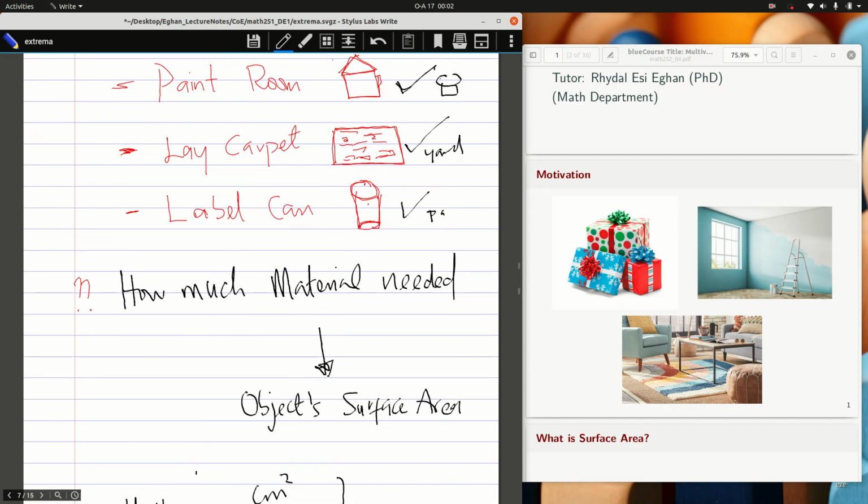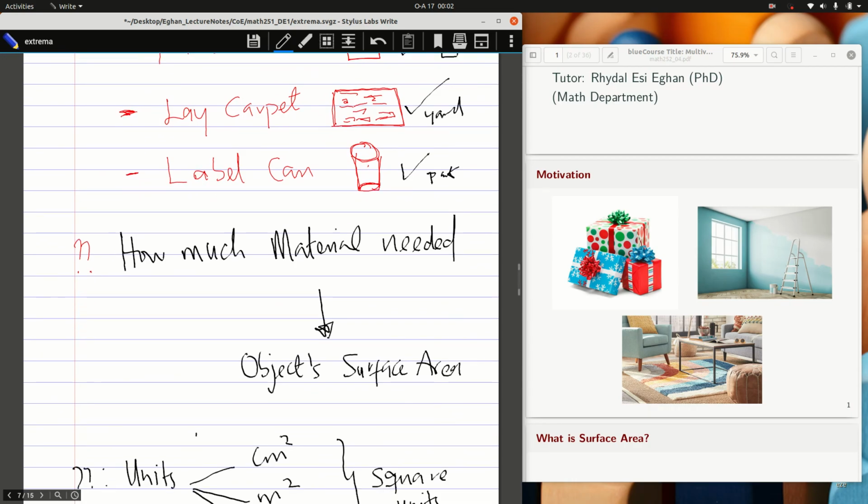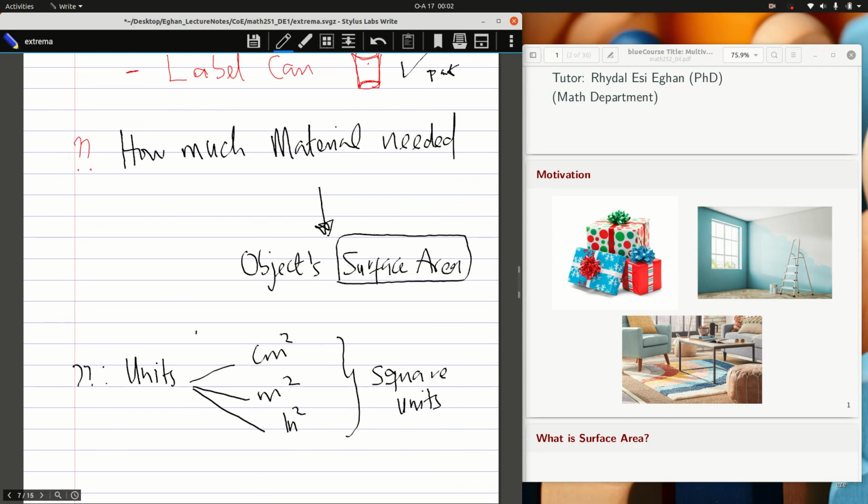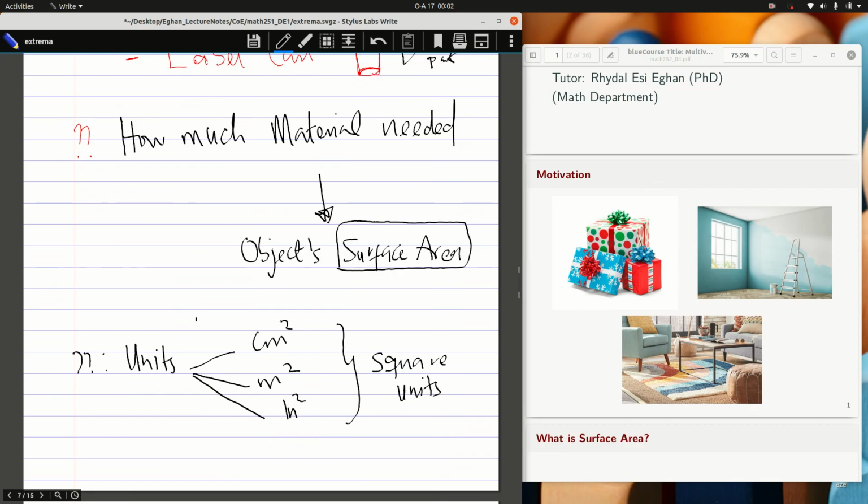These are the questions we ask ourselves when we are dealing with surface area. How much material do I need to do all these things? I need to know the object's surface area, and that will give me a fair idea of the right measurement I need to complete the task. So that's a simple motivation to surface area. Now the next question is, how do we measure this, or what are the units given to surface area? It is always a square unit: centimeter squared, meter squared, inches squared, feet squared, any unit you have, it is the square of that unit.